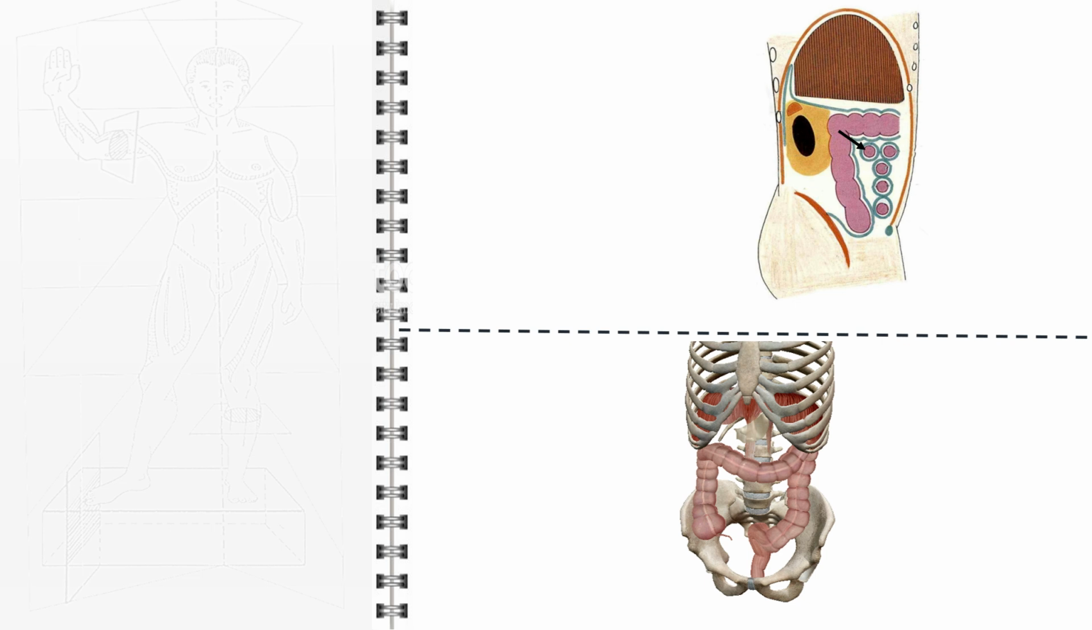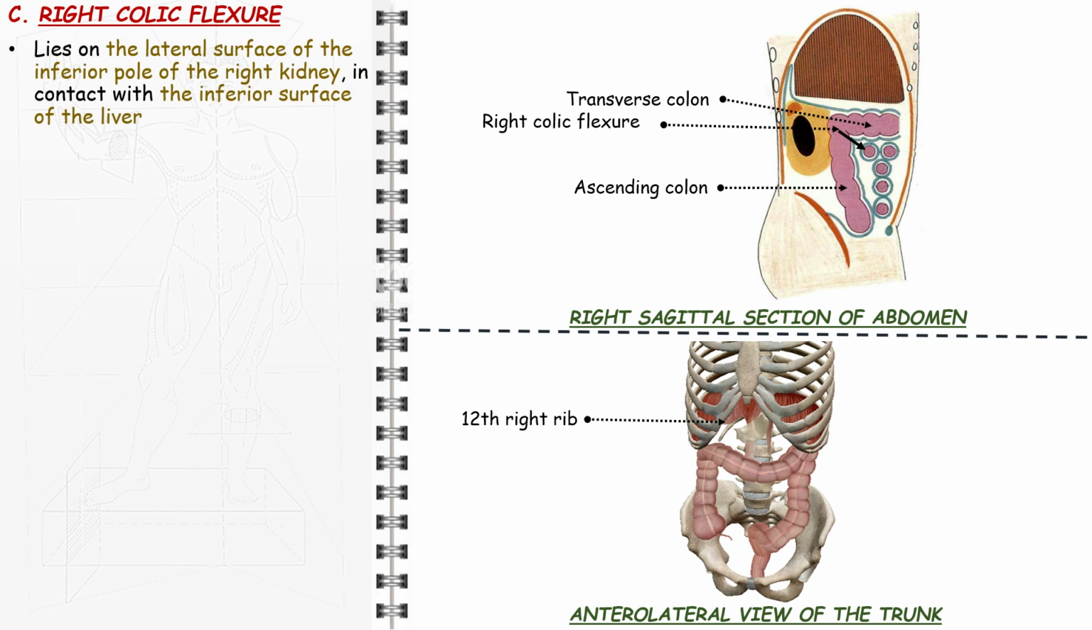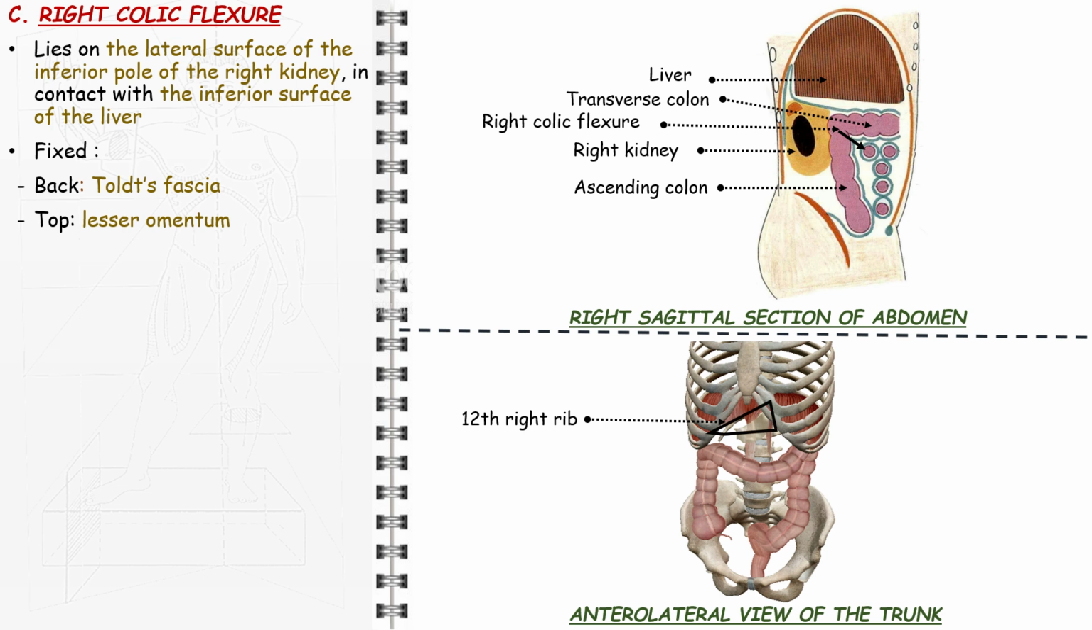The right colic flexure or hepatic flexure is a square angle and lies on the lateral surface of the inferior pole of the right kidney in contact with the inferior surface of the liver at the level of the anterior arch of the 10th rib. It is fixed, backwards, by Toldt's fascia, at the top, by the lesser omentum and, forwards, by the phrenicocolic ligament.